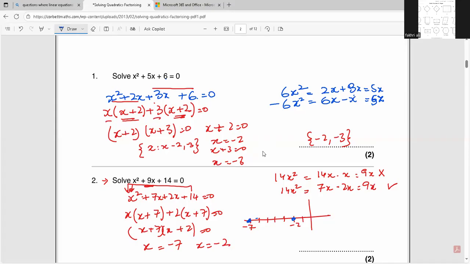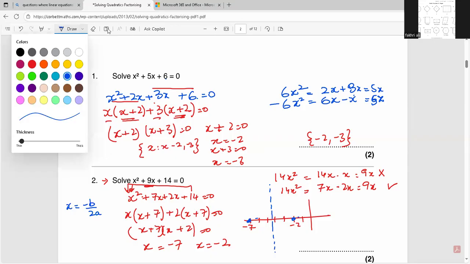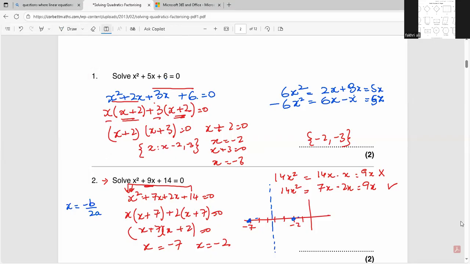For example, when I add them and divide it by 2, I'm going to get the equation of line of symmetry. All right. And I told you that you can also use the formula minus b over 2a. All right. But this is secondary. I'm just giving you to keep you updated on what is going to come ahead. So let's just look at the other question.